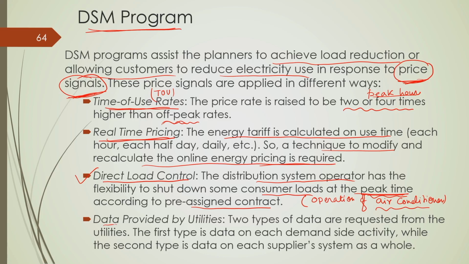Now, also these utilities need to provide two types of data. Okay. One is the demand data, another is the generation supply data. Okay. And then accordingly these pricing signals can be decided.